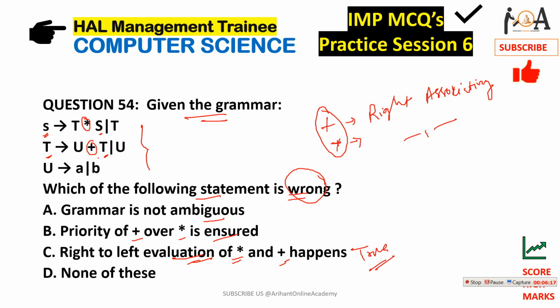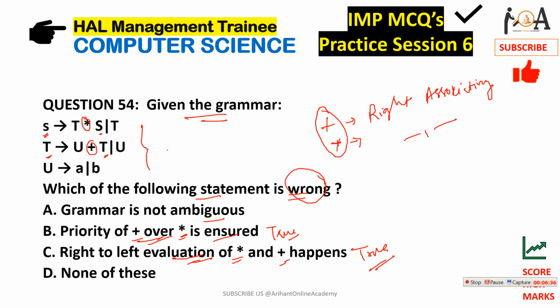And priority of plus over multiplication is ensured, because if I draw the parse tree for that, then plus will be executed at the bottom level, meaning higher priority. So option B is also true.